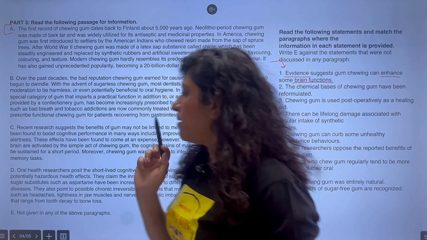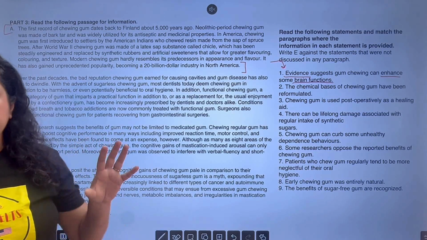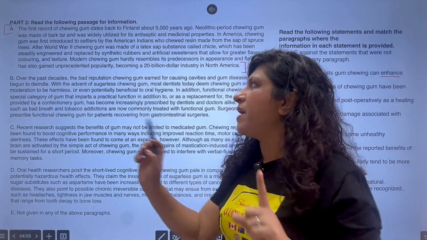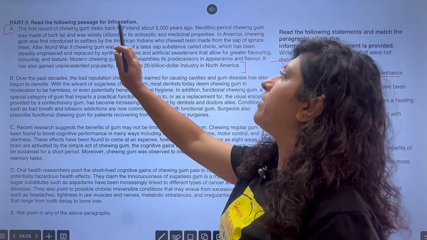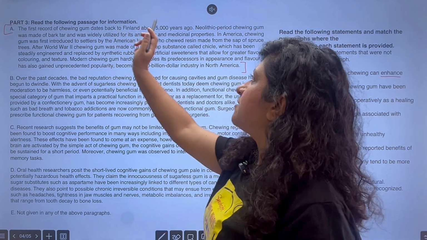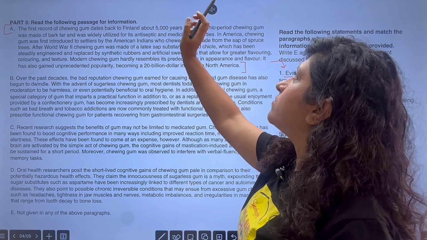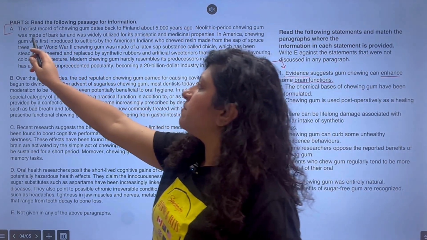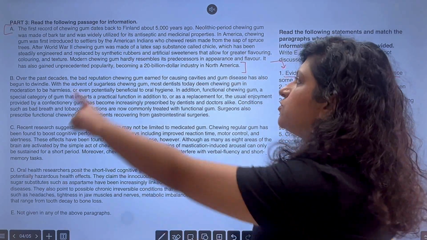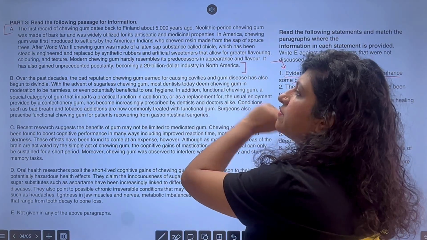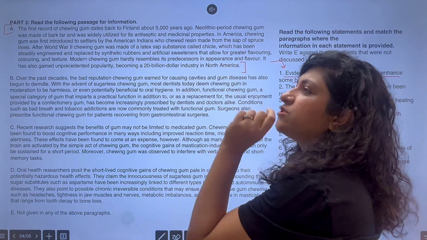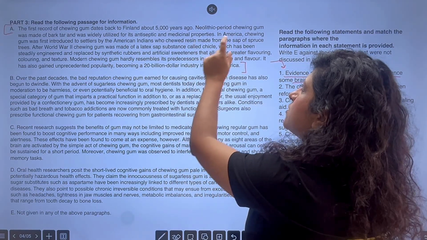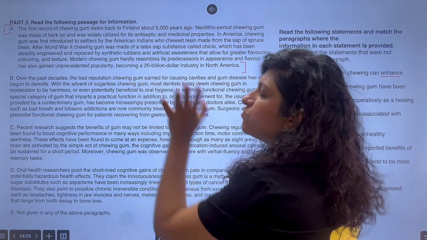So now, what I'm doing is, I am understanding what are the main points. So definitely para A talks about the history of chewing gum, that it dates back to Finland 5,000 years ago. Initially, in Neolithic period, chewing gum was made of bark tar and it was used as an antiseptic. Then, in America, it was introduced by American Indians, and this was made from the sap of spruce trees.